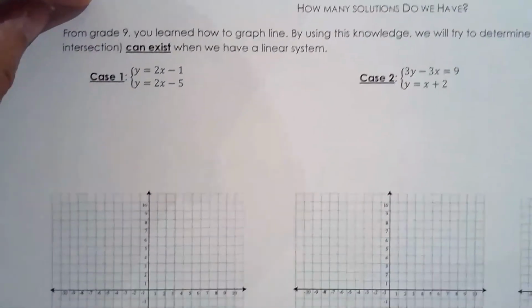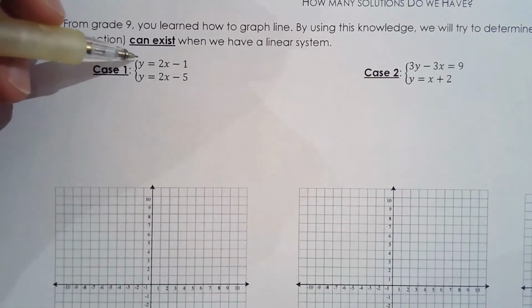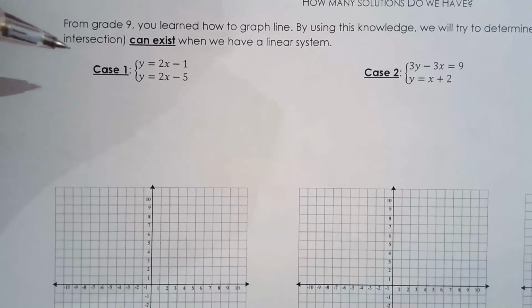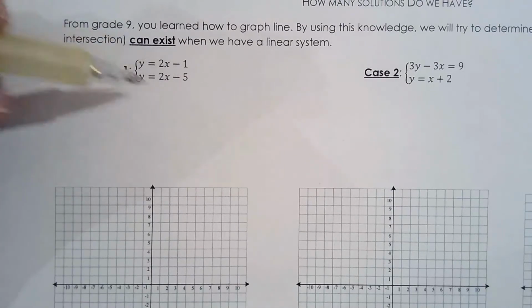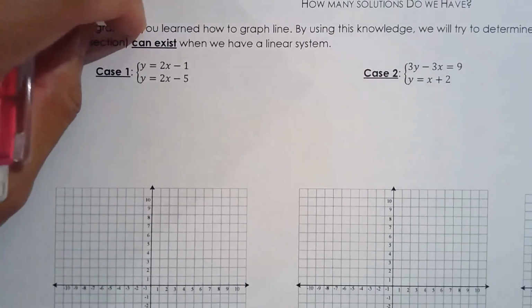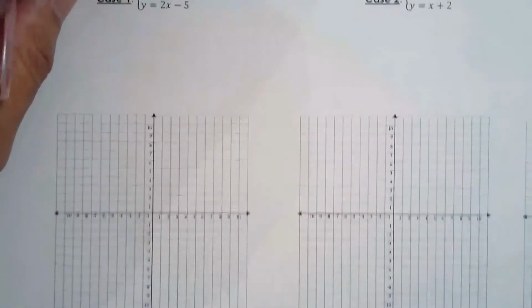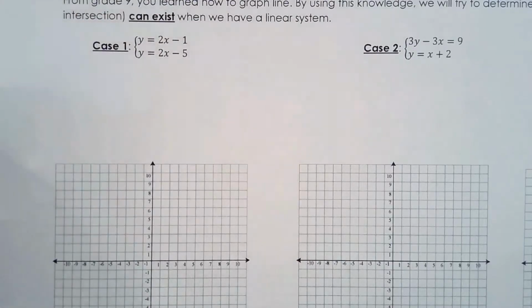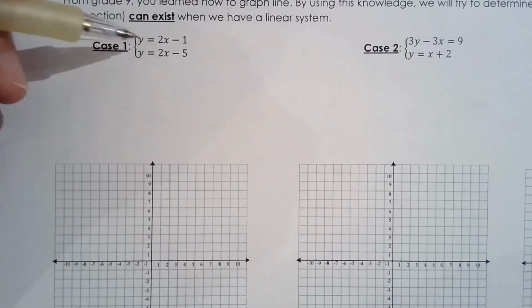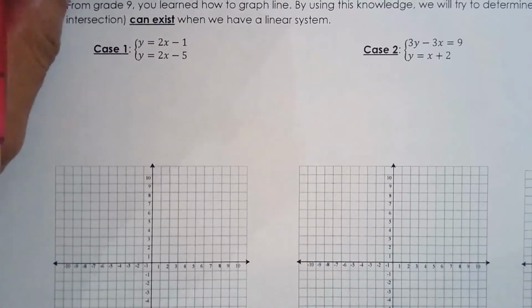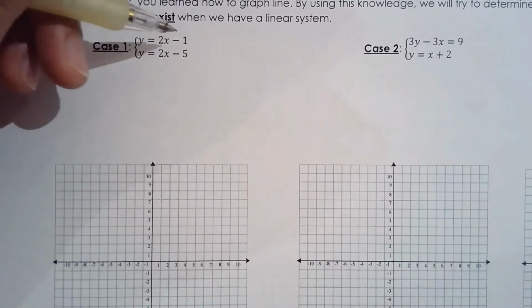Okay, so my first linear system is y equals 2x minus 1 and y equals 2x minus 5. I'm really tempted to say something, but I won't. Hopefully you notice it. But we're going to graph both of these lines and see where they intersect. Remember last time we talked about finding the intercepts or using the slope-intercept form to find the slope and y-intercept. This is already given to us in slope-intercept form, so it'd be pretty silly to solve for the x and y-intercepts. Let's just graph the lines using the slope and the y-intercept.